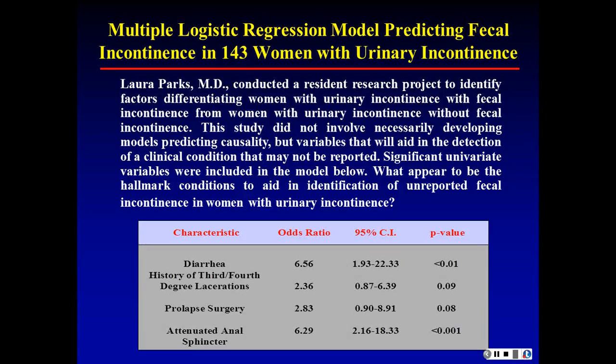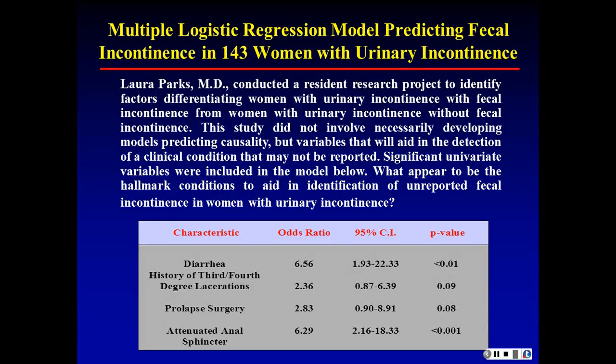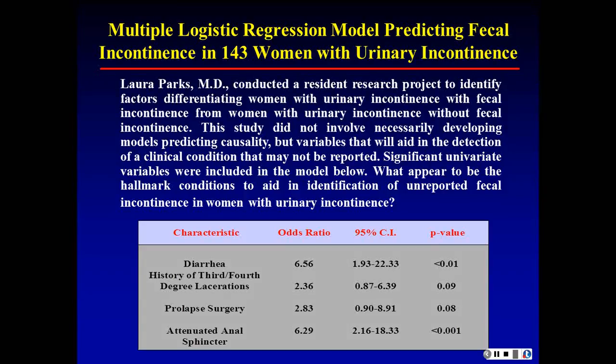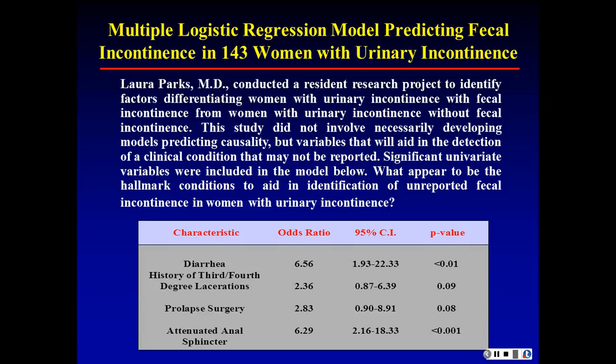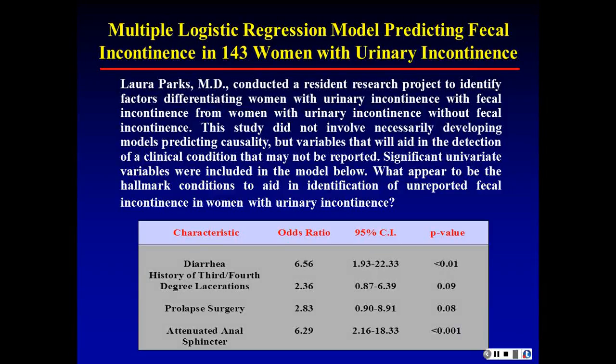Right, and diarrhea. So anyway, these 2 are really strongly related to having unreported fecal incontinence in women with urinary incontinence. And in fact, in this particular sample, about 1/3 of the women had unreported fecal incontinence, so the conditions really have a tendency, at least in this patient population, to occur together. Did everybody follow that example?